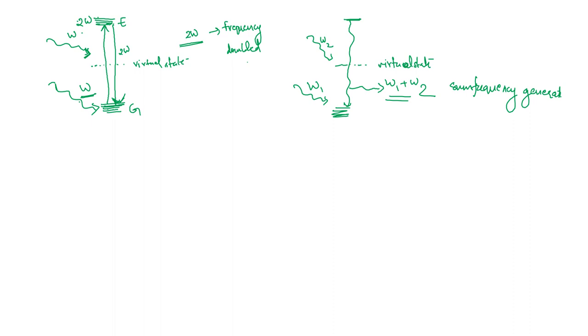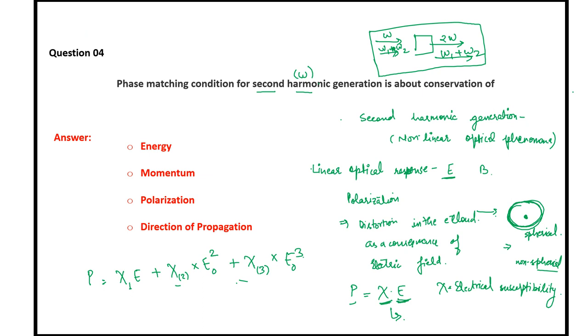This is a nonlinear response given by some materials. The two properties they must have: the first is a lack of centrosymmetry, meaning they should not be centrally symmetric. And the second, because of this, is that they should also show birefringence.